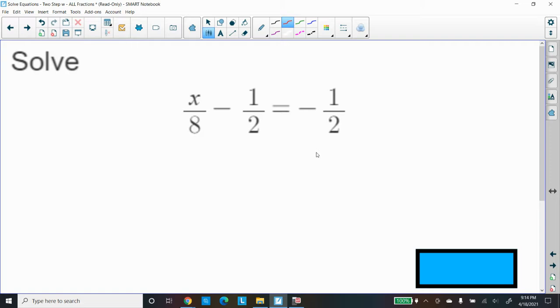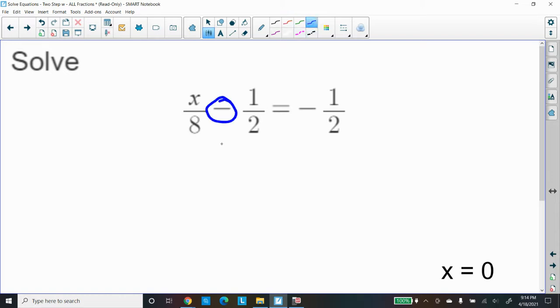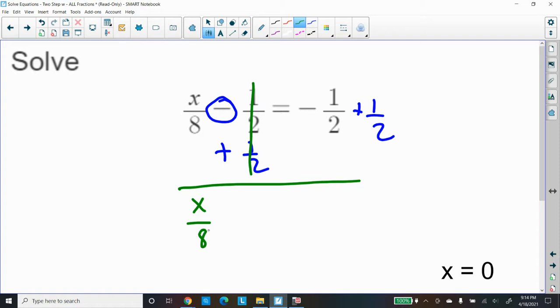Okay. What did you get? 0? All right. 0 is correct. So let's see how you got 0. First thing is you got to do the opposite of minus, which is plus. So I'm going to add 1/2 to both sides. What that does is cancels out that, leaving me with x over 8 on this side. On the other side, though, I have a -1/2 plus 1/2.